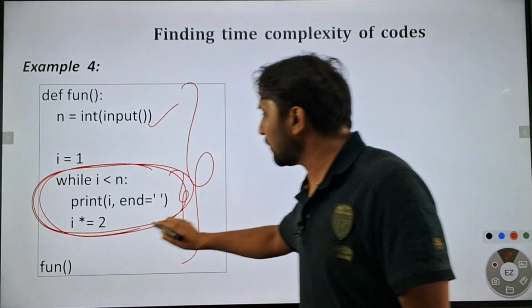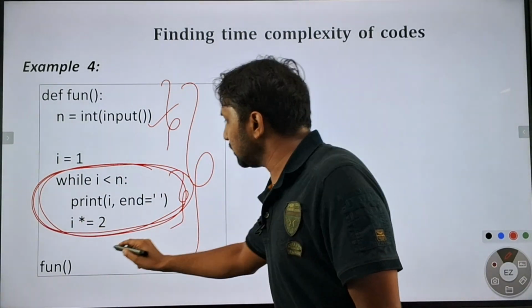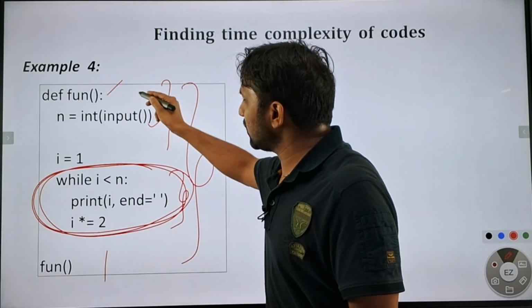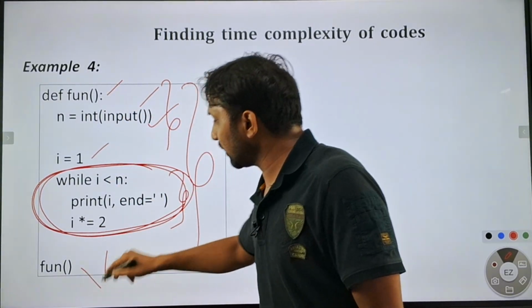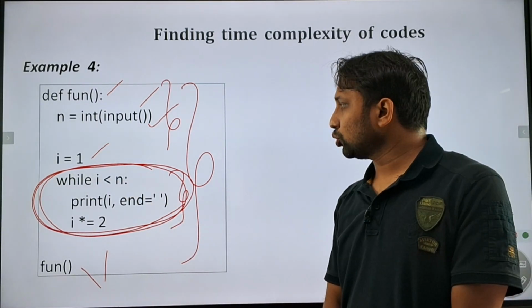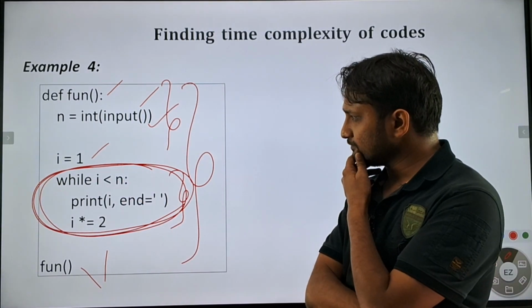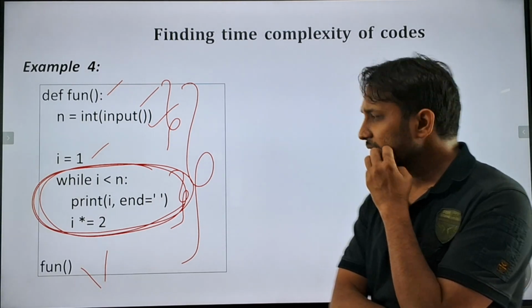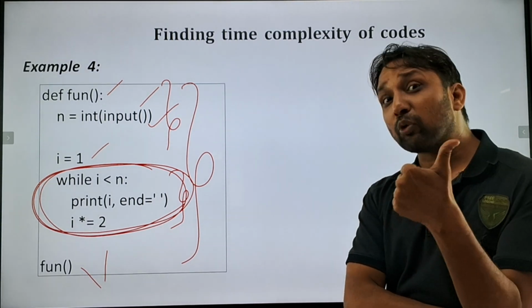This code is executing the maximum number of times out of all the code. Every other statement executes one time. This is the only part which is executing many times. So how many times is this loop executing? Fine, okay. Let me give you a thumb rule.